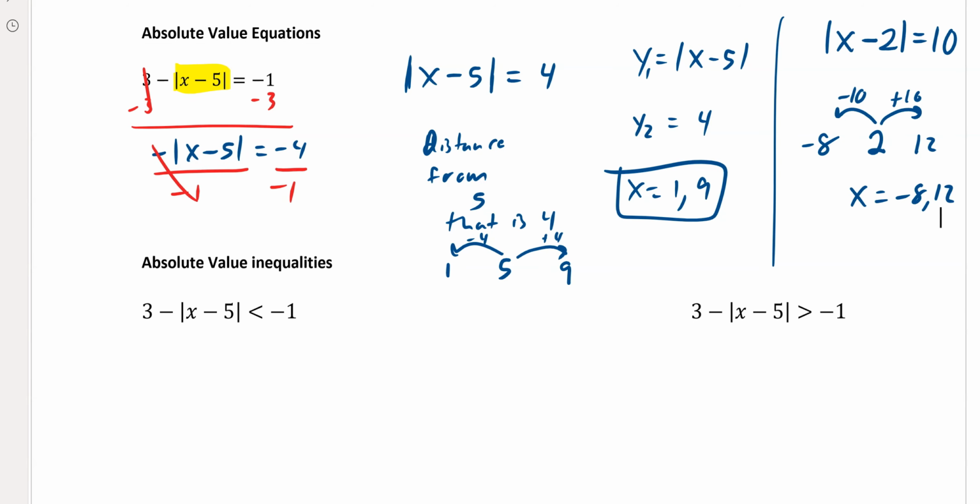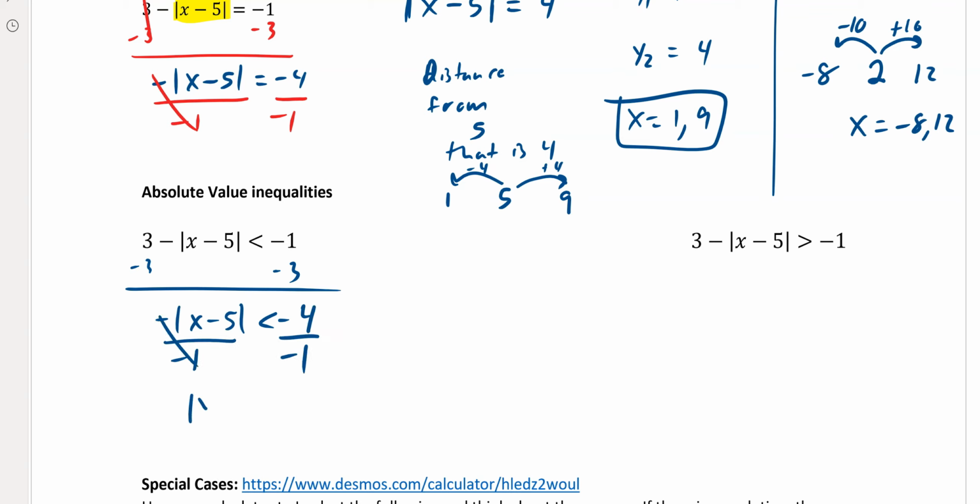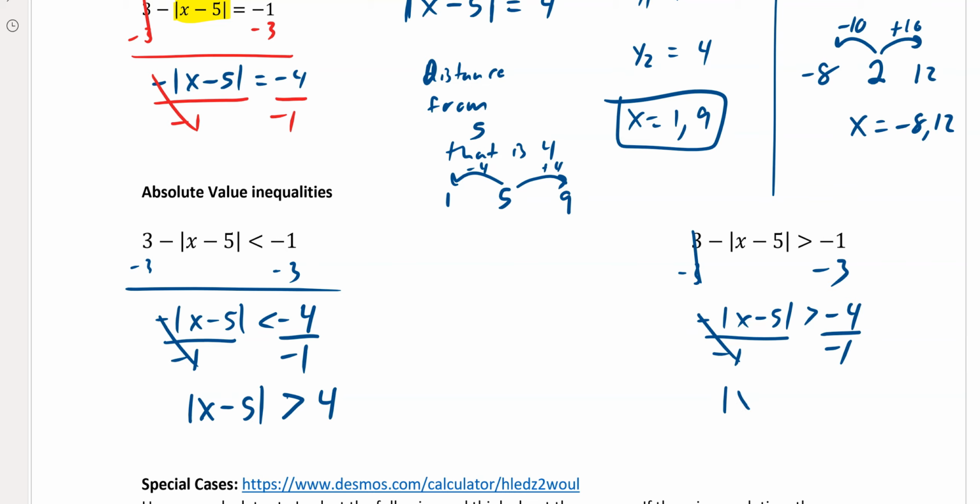All right, let's look at now inequalities. So inequalities, we have to do exactly the same thing. So we'll subtract the 3, subtract the 3. But here we also have to divide by a -1. And if you divide by a negative, that's right, you have to flip the inequality. So this one's the same thing. We're going to do them both at the same time so you can see the inequalities work really well together, whether it's less than or greater than. So we end up with this. So you can see the greater than turned into a less than, but they are the same thing.